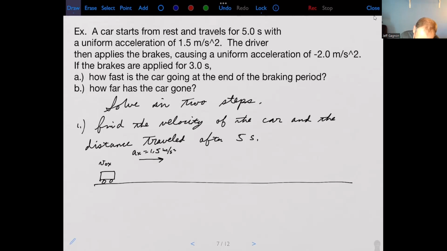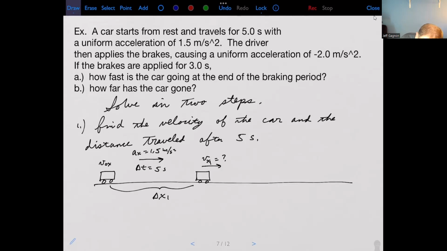And it's going to travel for 5 seconds. So we know delta T is 5 seconds. And we're looking for this final velocity. And we're going to also look for how far it's traveling. Okay. Actually, I'm gonna call this Vx1 and delta x1 since it's just the first part of the problem.